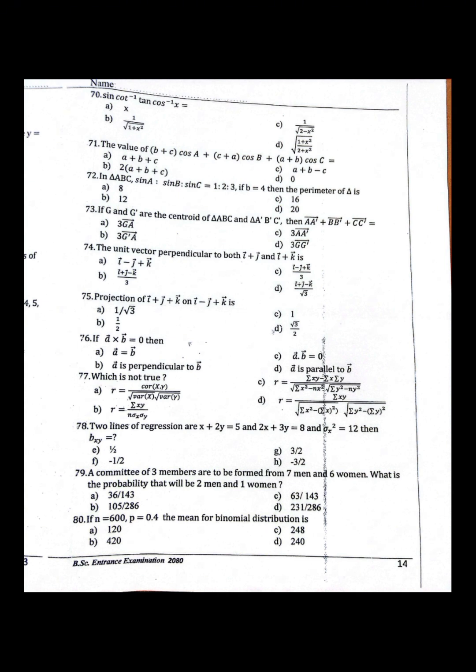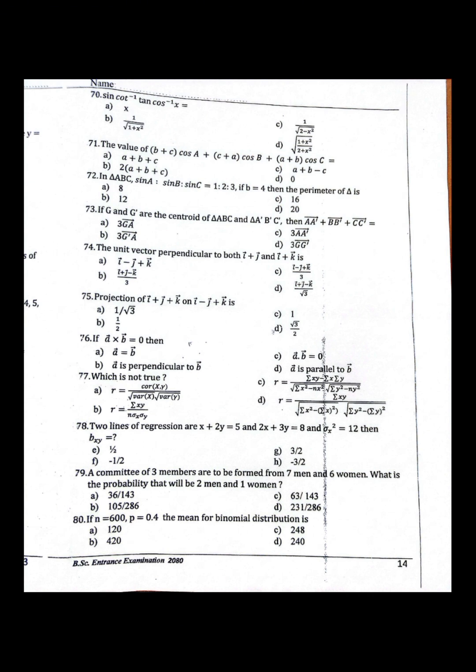76. If vector a cross vector b equals 0, then: A, vector a equals vector b; B, vector a is perpendicular to vector b; C, vector a dot vector b equals 0; D, vector a is parallel to vector b. 77. Which is not true?